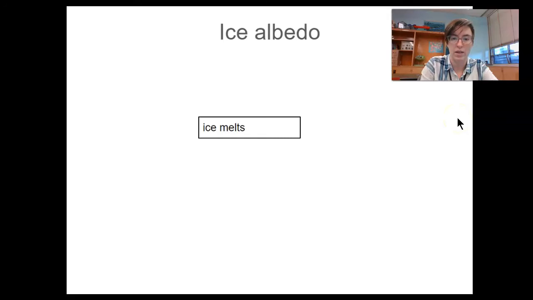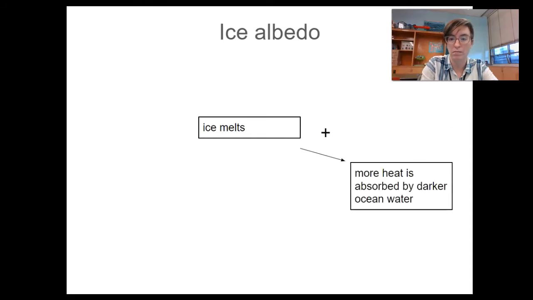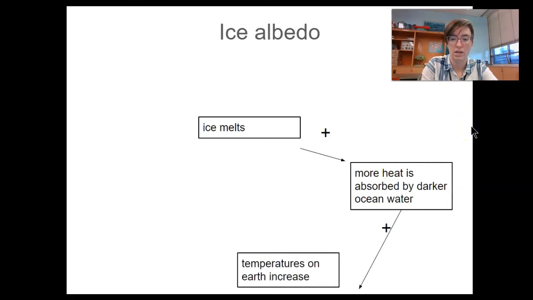And the next thing that's going to happen is that ice is going to disappear, and we're going to have more heat absorbed by darker ocean water. In other words, the albedo is lower now, more heat is absorbed. That's then going to increase temperatures on Earth, which of course will melt more ice, and this cycle continues. So this is a positive feedback loop that amplifies climate change, makes things worse.